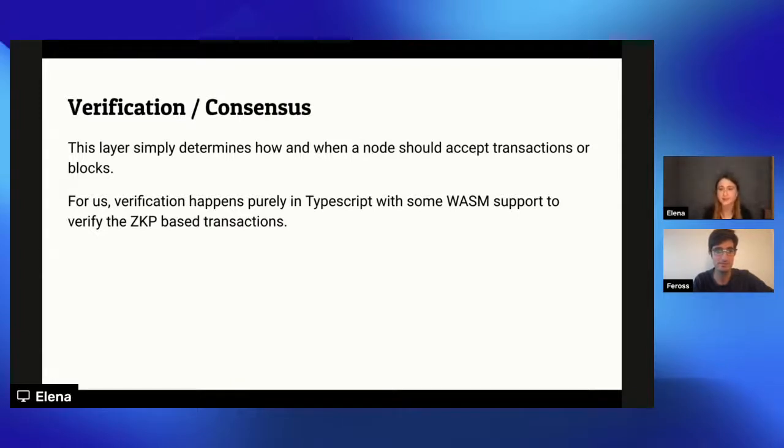For the transactions in particular, because we have these zero-knowledge proofs, we do need WASM support to even verify the zero-knowledge proofs. But once again, we already went through that pain. So the verification consensus layer was actually pretty simple to implement.